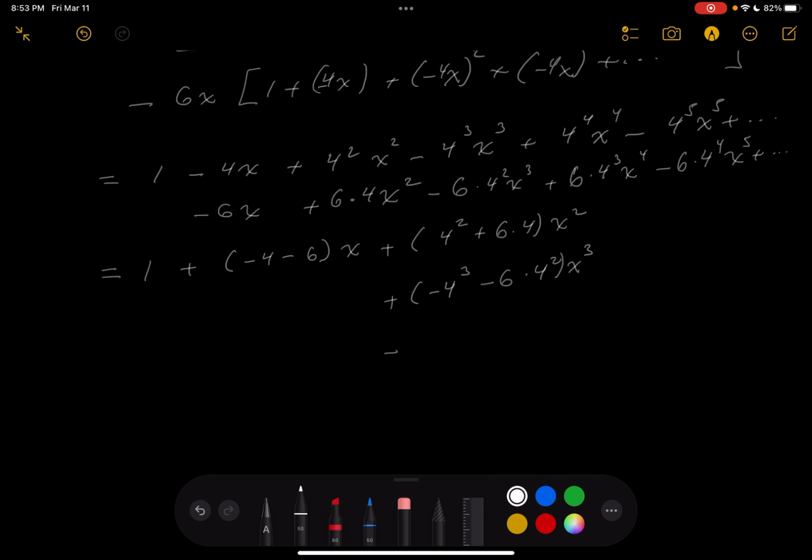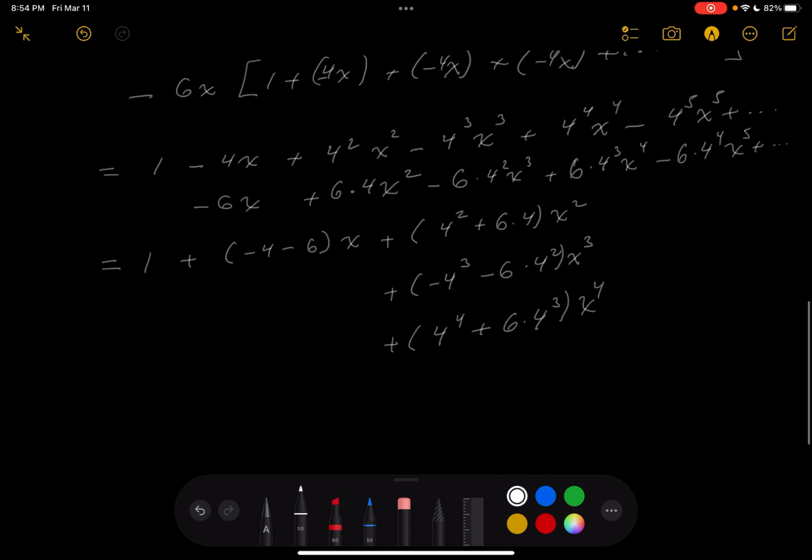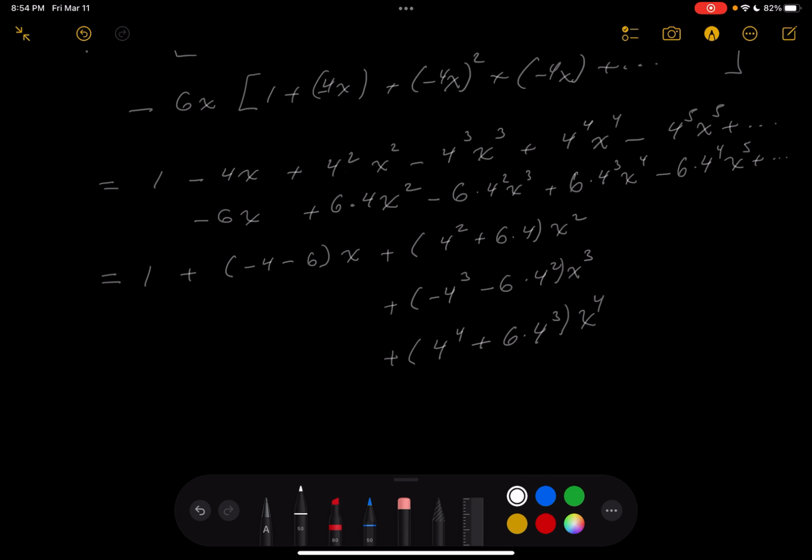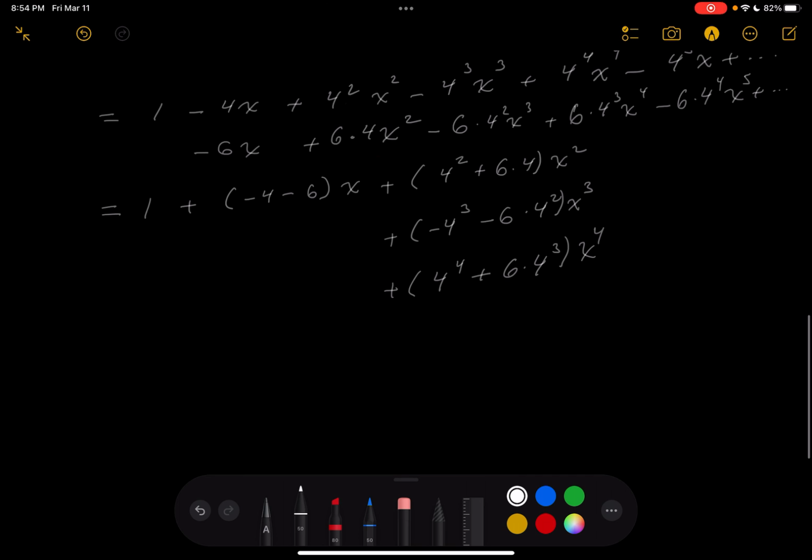What's the next one going to be? Plus 4 to the 4th power plus 6 times 4 to the 3rd power, x to the 4th. I think you get the idea. So let's see if I got it copied down right. Minus 4 minus 6, 4 squared plus 6, 4. And then it's going to be minus 4 cubed minus 6 times 4 squared. That's going to be 4 to the 4th. I still want to see a pattern over here. And I'm going to continue to write this, and I'll write this down this way.